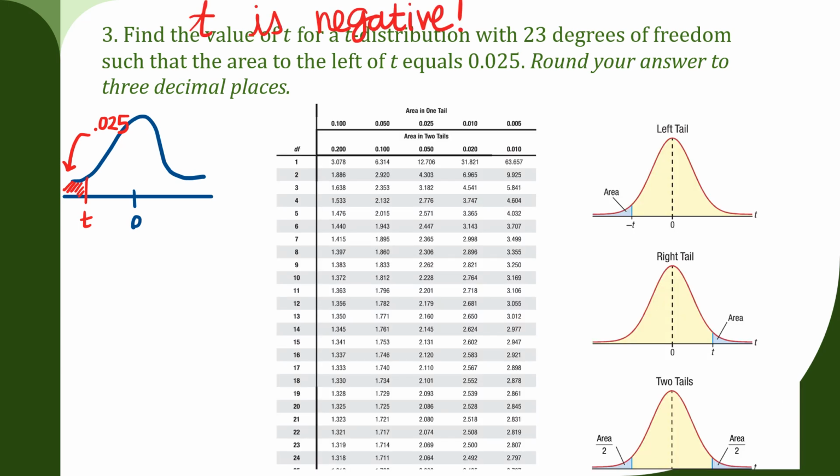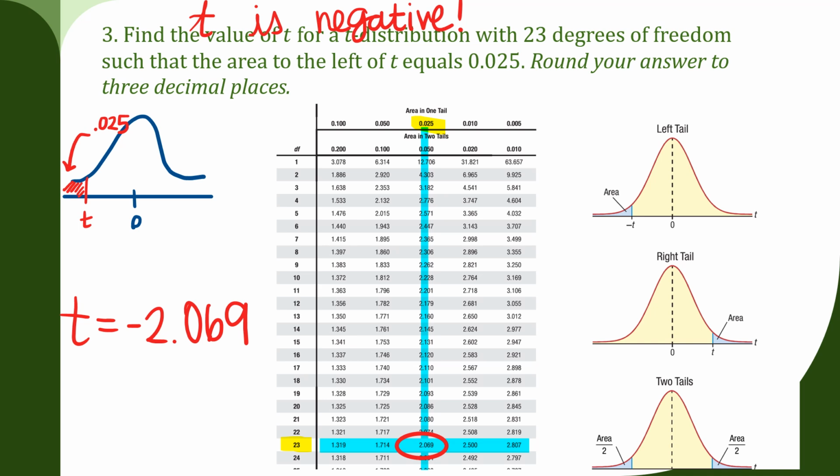Now I'm going to pull up our critical t table. We're looking at area in one tail is 0.025. That's right there in the middle, so let's highlight that. And then 23 degrees of freedom, so we'll go down and highlight 23. Then we'll find the intersection of that column and that row. And we see that that critical t value is going to be negative, so it's negative 2.069.